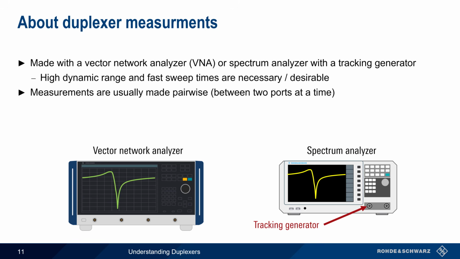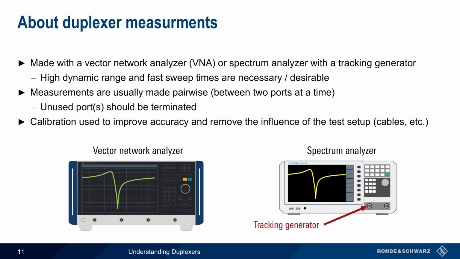Most duplexer measurements are made pairwise, or between two ports at a time. Unused ports should be appropriately terminated. And as with other network measurements, calibration should be performed to improve accuracy as well as to remove the influence of the test setup, such as connectors, cables, etc.